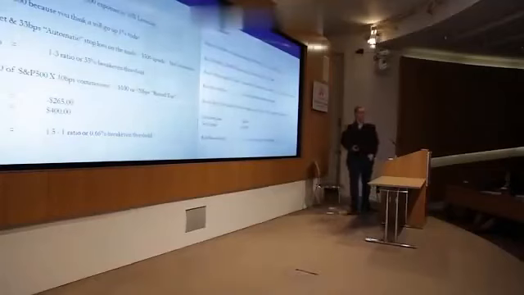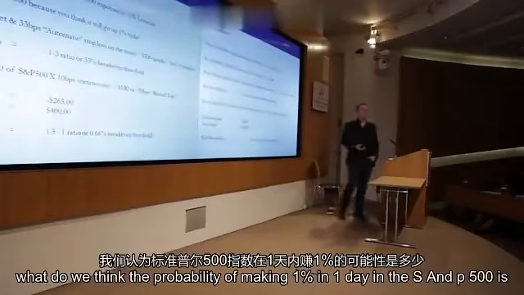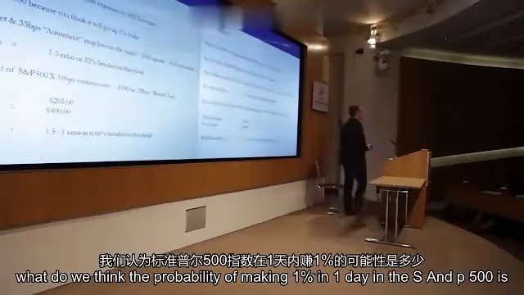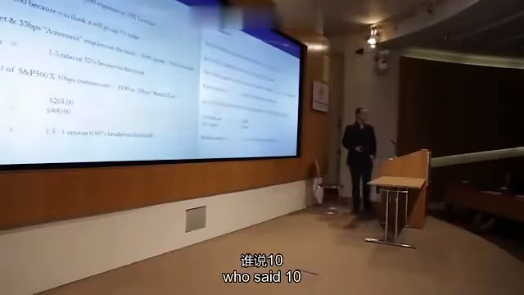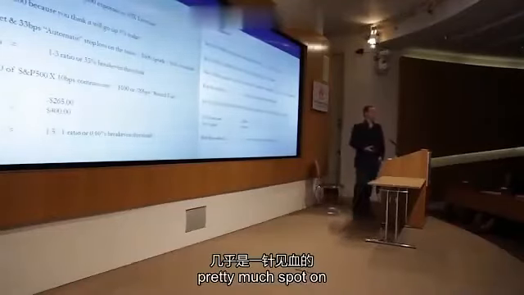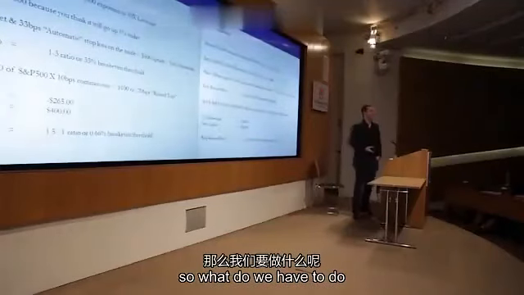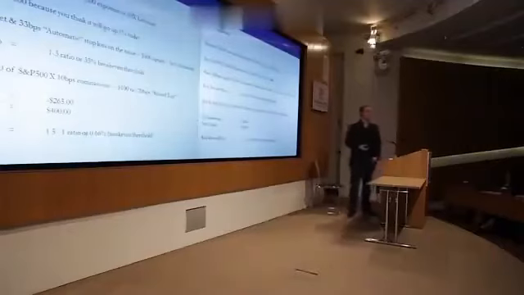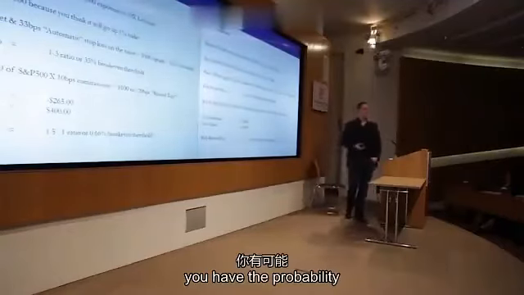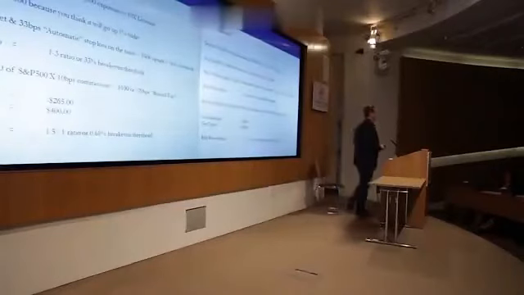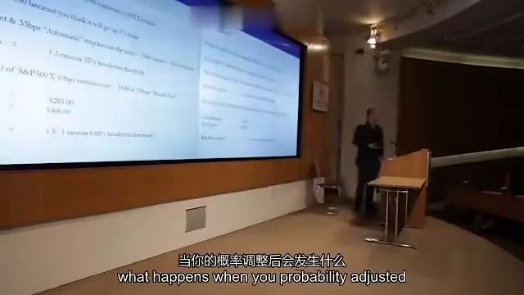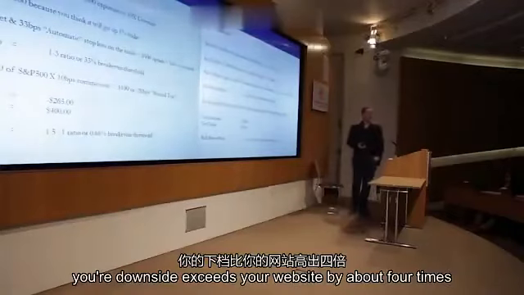Okay, let's put a percentage on it. What do we think the probability of making 1% in one day in the S&P 500 is? Who said 10? Pretty much spot on. 11%. So what do we have to do? You have to probability adjust that 1%. And what happens when you probability adjust it? Your downside exceeds your upside by about 4 times.